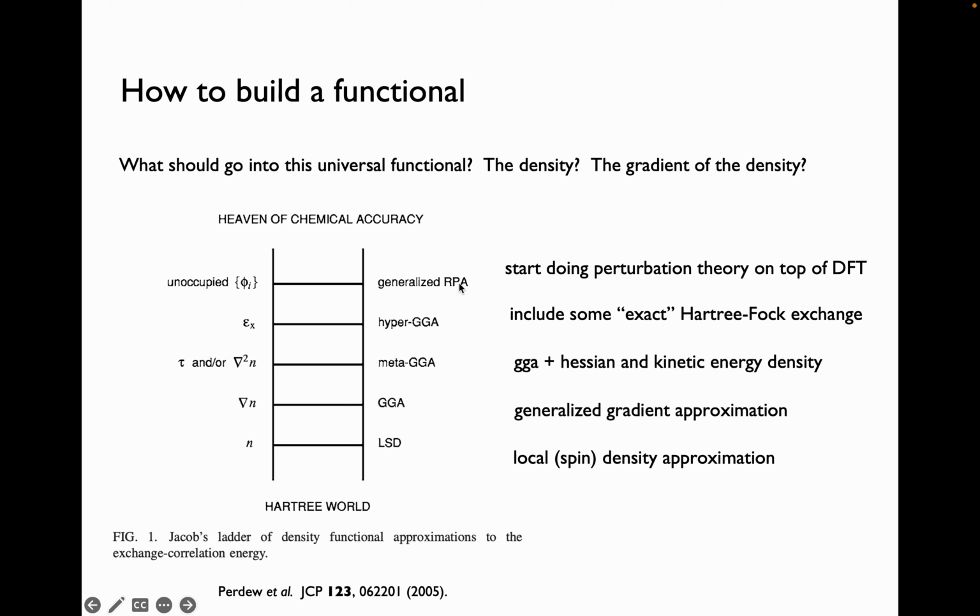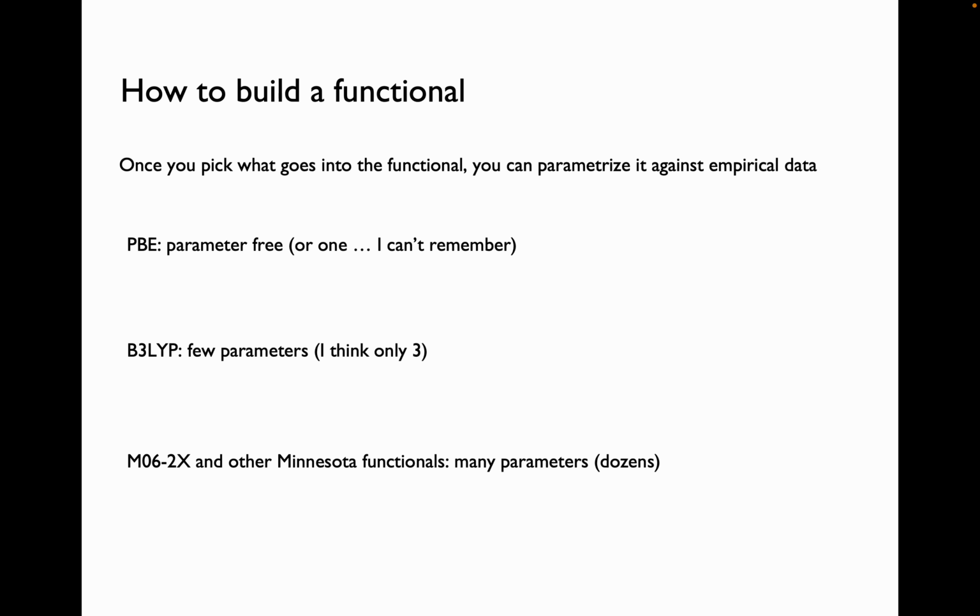And then beyond that, what can we do? Well, you can start doing perturbation theory on top of density functional theory to build in features that you were missing from density functional theory. So this is the ladder. And each of these is going to be more computationally intensive than the lower rung, and in principle better, but maybe not always. Okay.